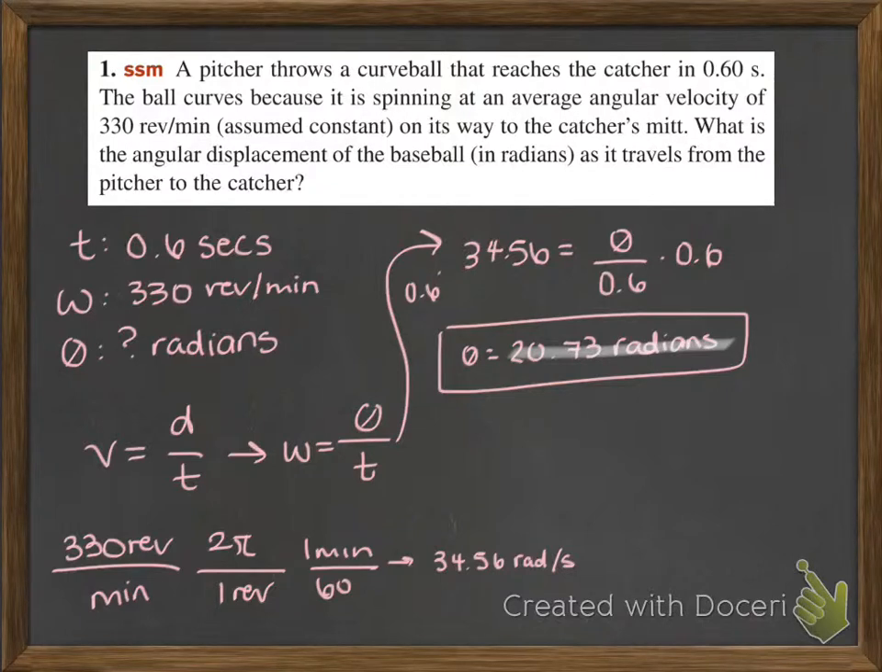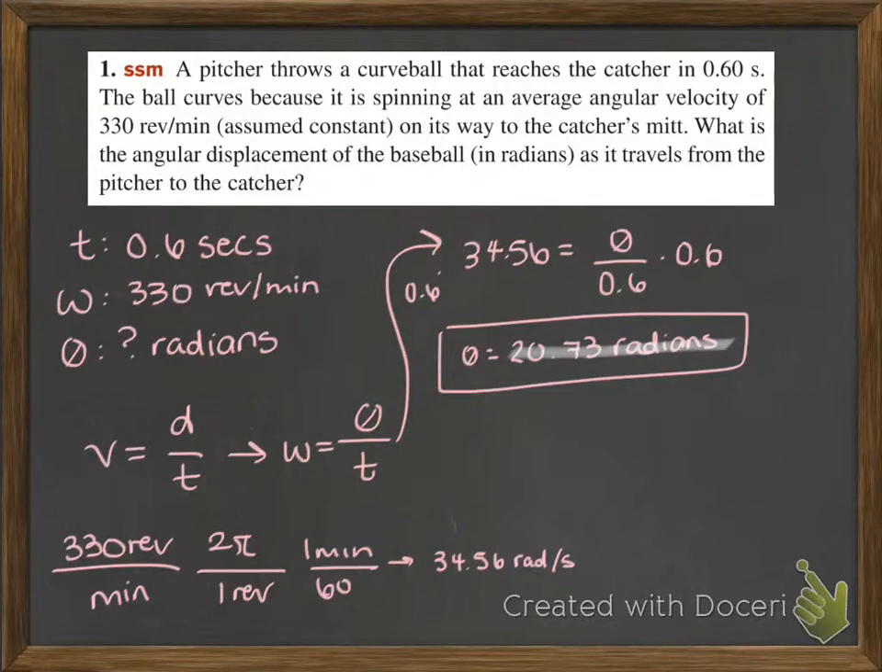So time is going to give you 0.6 seconds, the angular velocity, which is seen as w, would give you 330 revolutions per minute, and they're asking for theta, the angular displacement, in radians. So not only are we going to have to find theta, but we're also going to have to convert. So velocity equals distance over time, so the same thing could be said for angular velocity, which would give you theta over time.